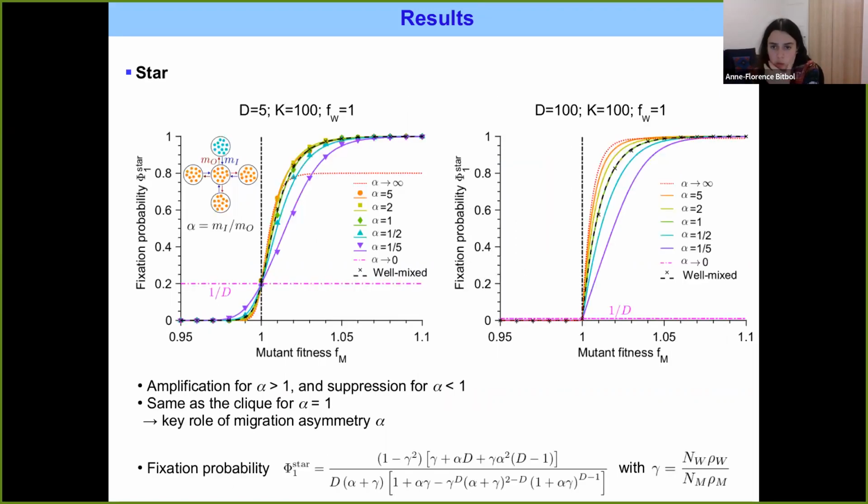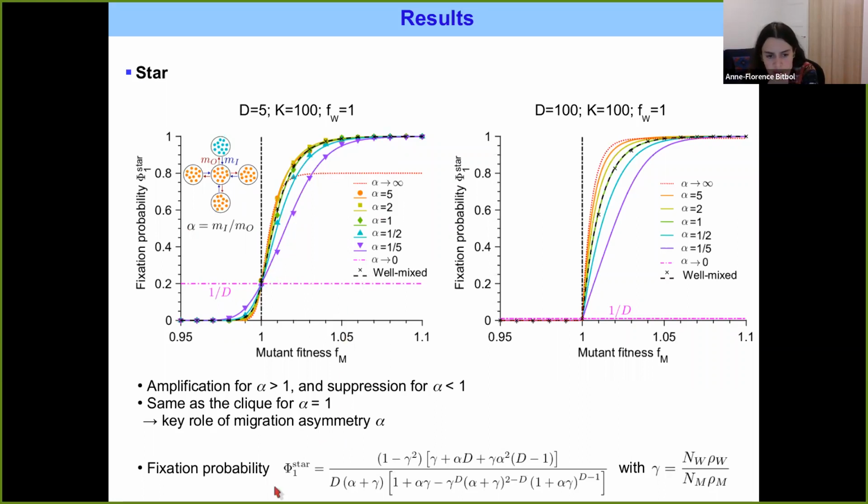And here you can see that for the star, results are more interesting. In particular, they depend on this parameter alpha, which is, again, an asymmetry of migration rates, except that this time, it's an asymmetry between the incoming migration to the center, which is MI, and the outgoing migration from the center to the leaves, which is MO. So this migration rate asymmetry has a big impact on the results. And you can see here that the simulation results match the analytical ones quite well.